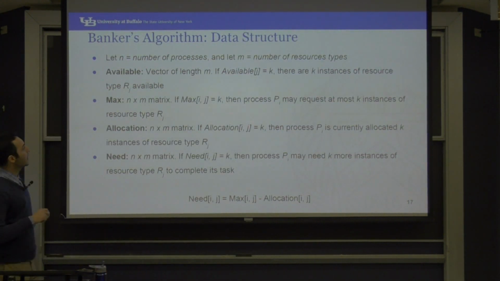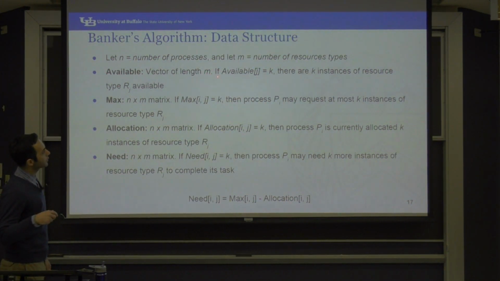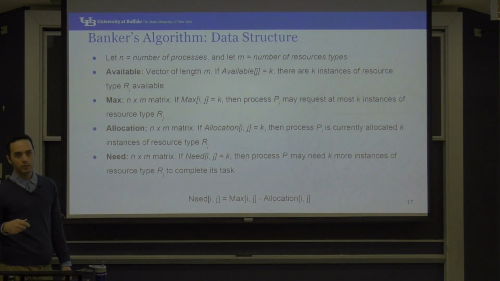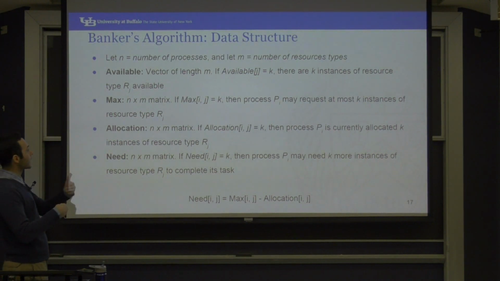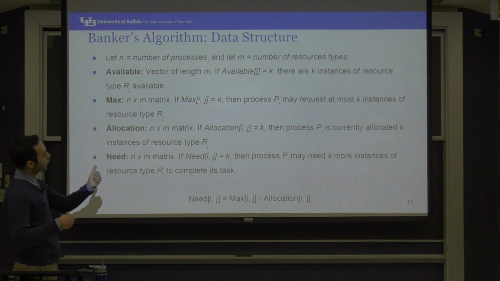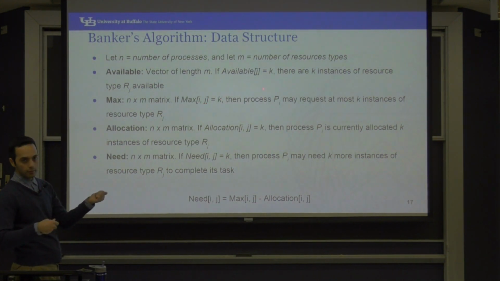So, we have the number of processes and we have the number of resource types, right? Now, we have the available vector, which is for the resource types. So if available J is K, that means we have K instances of resource type J. All right? And then we have the maximum that the processes have declared. The maximum is an n by m matrix, and that shows process I may request a resource of type J for a maximum instance of K.